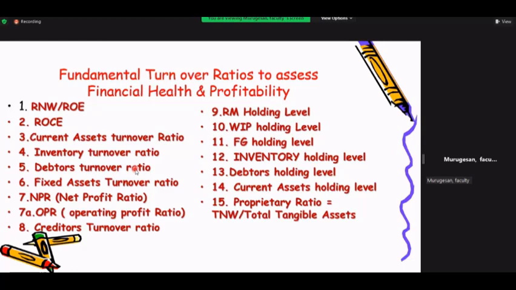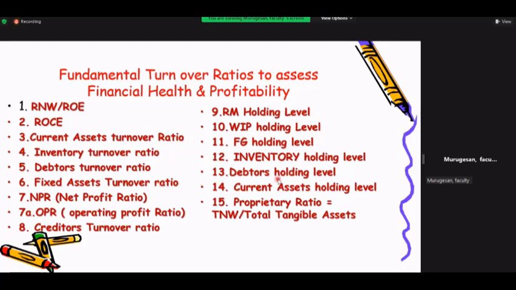The outstanding level of book debts is 3 months. The company gives 3 months book debts. Then what will be the turnover? Turnover will be 12 divided by 3, 4 times turnover. 3 months book debts means the holding level will be 3 months. If it is 3 months, the turnover will be 4. How is it got? The holding level and the turnover, when you multiply both, it will become 12.